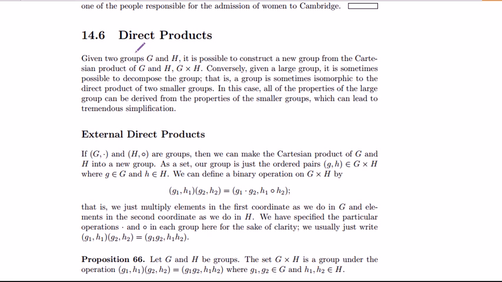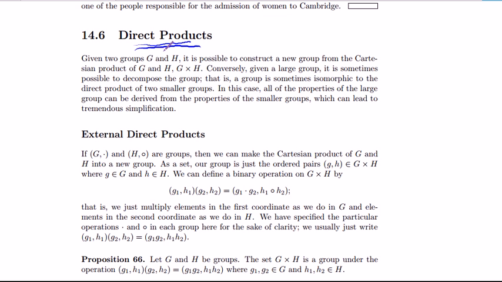Now, we've been talking about groups as mathematical objects, and we often use mathematical objects to build more complicated mathematical objects. For instance, we built the complex numbers out of the real numbers. We built the real numbers out of the rational numbers, built the rational numbers out of the integers. Here we're going to use groups to build more complicated groups through this operation called direct product.